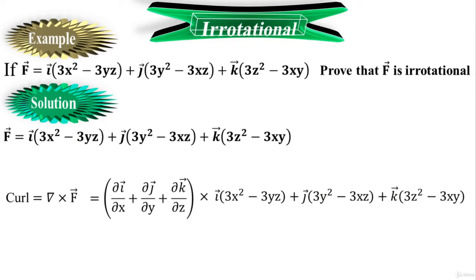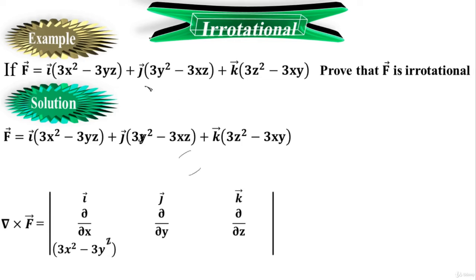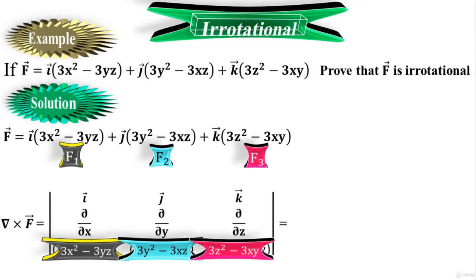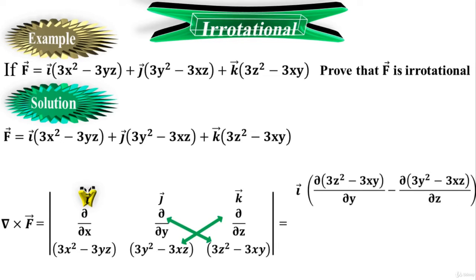Let me take the cross product of del and vector f, where this is my f sub 1, this is f sub 2, and this is f sub 3. Start from i. Ignore the first row and the first column and take cross product between these four terms, which equals partial 3z square minus 3xy over partial y minus partial 3y square minus 3xz over partial z.